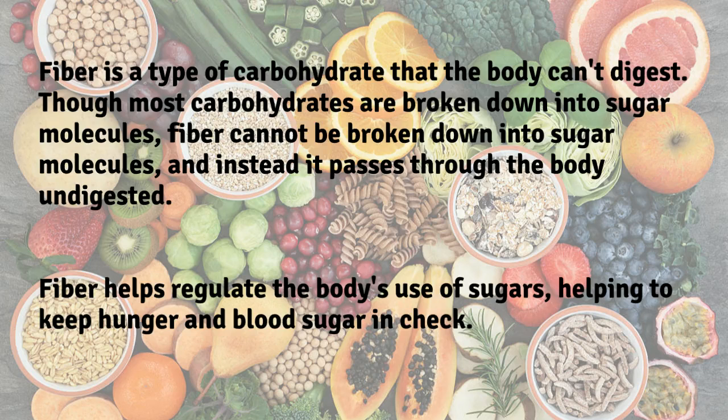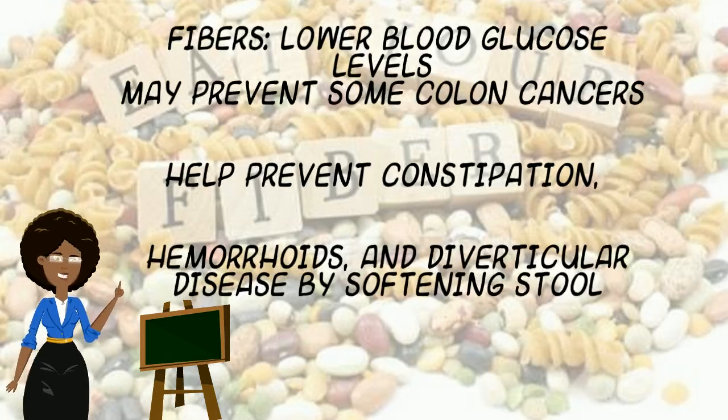Fiber helps regulate the body's use of sugars, helping to keep hunger and blood sugar in check. Fiber works to lower blood glucose levels. It may also prevent some colon cancers. It also helps to prevent constipation, hemorrhoids, and diverticular disease by softening stool.